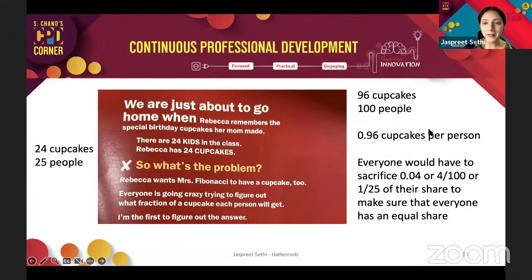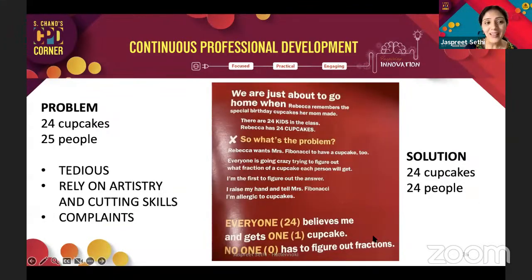Well, I've worked out some of the math here. When we're talking about 24 cupcakes for 25 people, one including the teacher, then if we scale it, we're looking at 96 out of 100, which means that each person will not be getting one cupcake, but 96 hundredths of the cupcake per person. So everyone should be sacrificing 4% of their share, or 1/25 of their share, to make sure that everybody has an equal share. Now, here is how problems are solved in real life. Thanks to our protagonist in the book, everyone believes me.